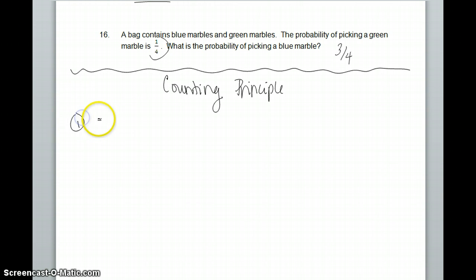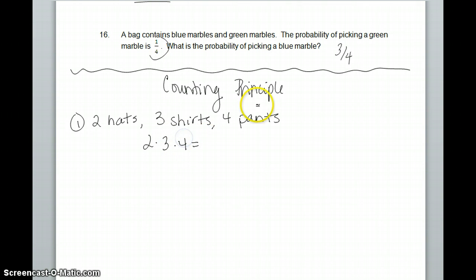So let's say we have 2 hats, 3 shirts, and 4 pairs of pants that we can match. I want to know the total number of outfits you could get out of that. Well, you multiply 2 times 3 times 4, and you get a total of 24 outfits. Not too bad. Like I said, all you're doing is counting.